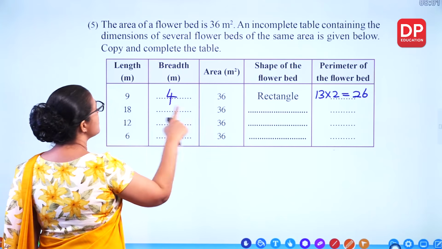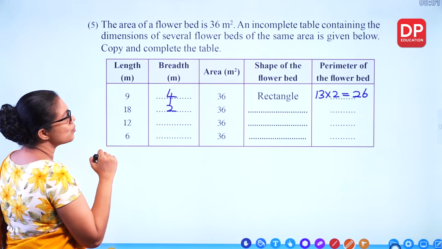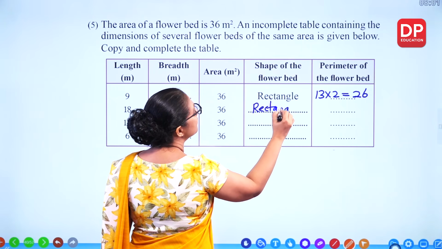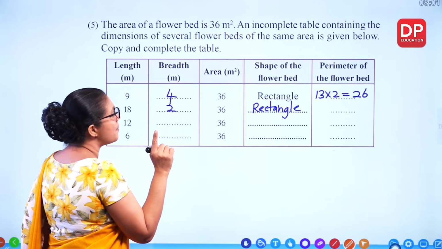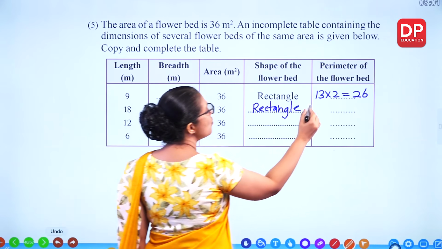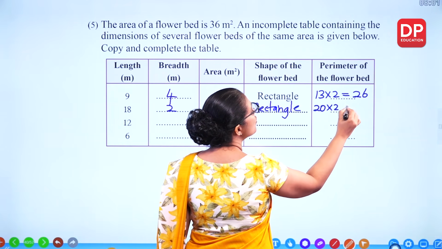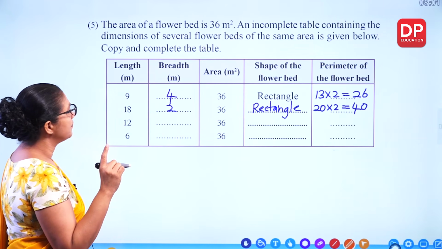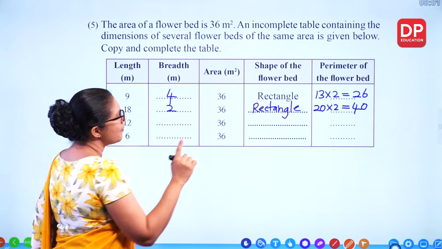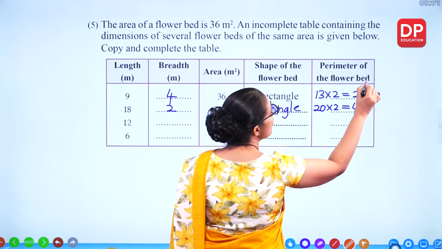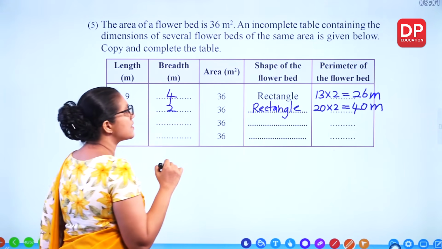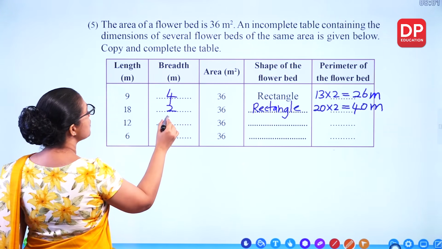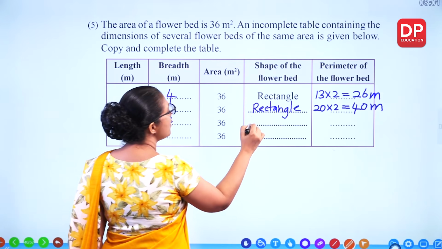How do you get 36 from 18? Multiply by 2. So this is also a rectangle. So what's the perimeter? 18 plus 2, 20. Multiply by 2, you get 40. 40 meters. I'll write this one in meters because nothing is mentioned here about the units. 36, how do you get it from 12? 12 times 3. This is also a rectangle.